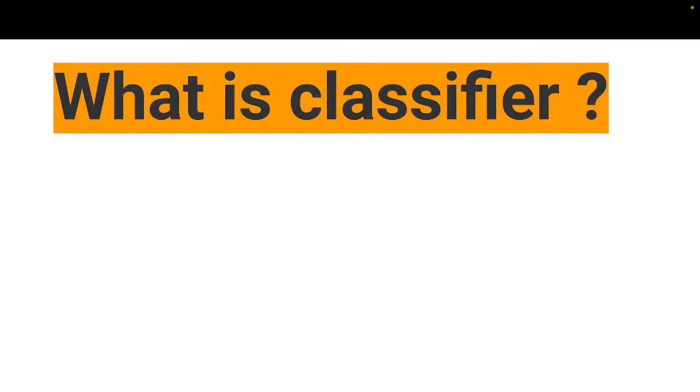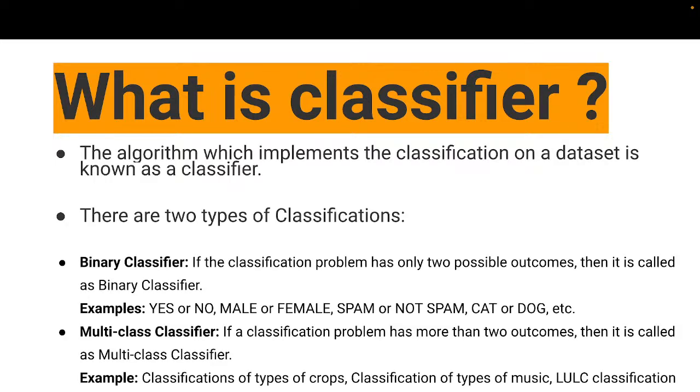So now, what is the classifier? In the Google Earth Engine platform, this type of algorithm, suppose random forest, support vector machine, then minimum distance, then classification and regression trees, this type of method or algorithm is called a classifier. Suppose random forest is one kind of classifier, support vector machine is one kind of classifier, then minimum distance, it's one kind of classifier. So the algorithm which we implement for classification on a data set is known as a classifier.